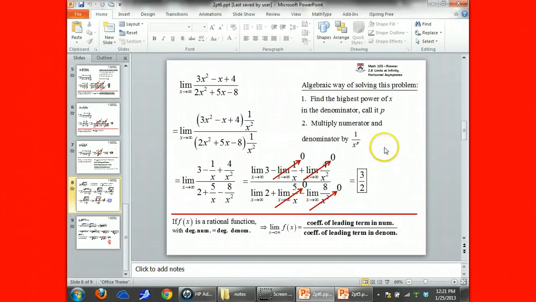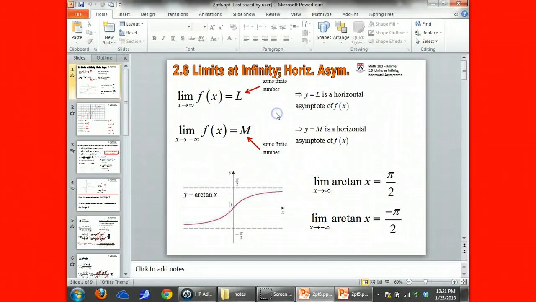Okay, so we're gonna jump quickly into 2.6 then. Oh wait, not that fast. So we're not ready for that slide yet.